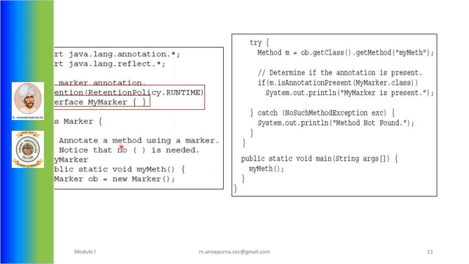Here, notice that we do not need to follow @MyMarker with parentheses when it is being applied. Thus, @MyMarker is applied simply by using its name like this, that is @MyMarker. It is not wrong to supply an empty set of parentheses, but they are not actually needed. That is, here we can also follow it with an empty set of parentheses, but it is not actually required. To determine if a marker annotation is present, we have used the method isAnnotationPresent over here. So this determines if there is a marker annotation.